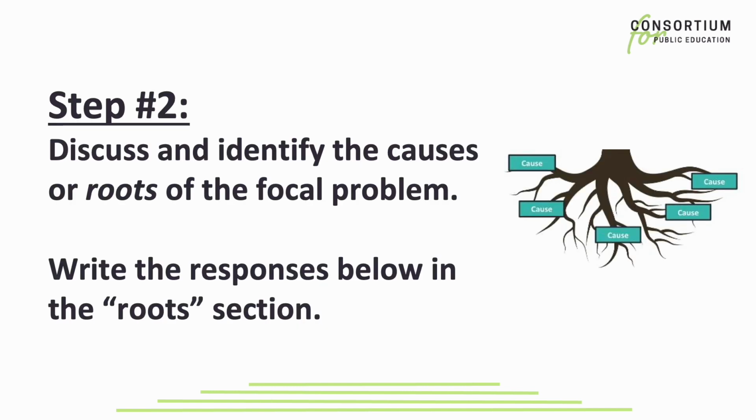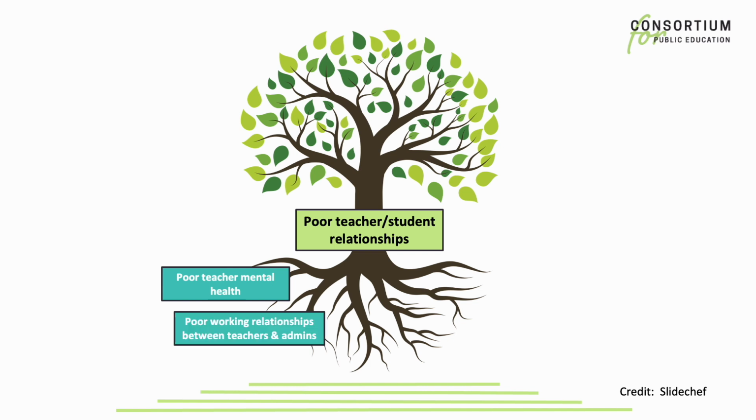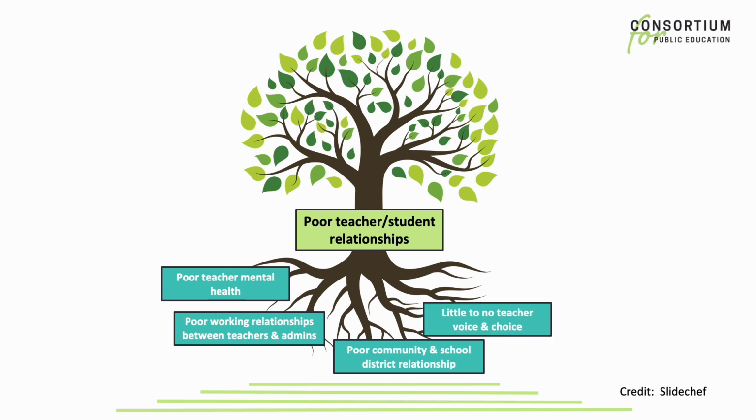The next step is a team discusses and identifies the causes or roots of their focal problem. Those responses are then written below in the roots section of the tree. So for example, poor teacher-student relationships are caused by poor teacher mental health, poor working relationships between teachers and administrators, poor community and school district relationships, little to no teacher voice and choice, and a negative change in the school board.